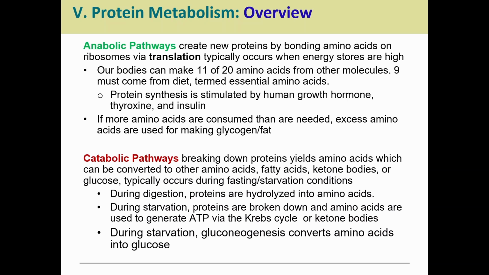We can make 11 of the 20 different amino acids, but the other 9 have to come from your diet. We call those essential amino acids because it's essential that you get those 9 from the food you eat. So for example, methionine and histidine, those are some essential amino acids. You have to get them from the food you eat. If you eat meat, this is not too difficult, as most meat sources have all 9 of them. But if you're a vegetarian or vegan, you may have to pay a little bit more attention to your protein sources, as it's a little harder to come by protein sources that have all 9.